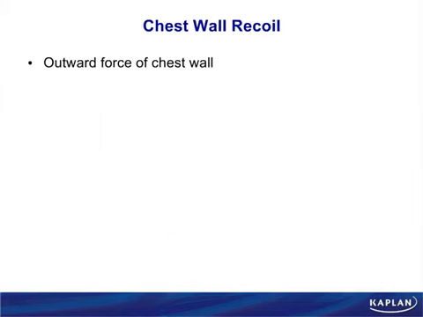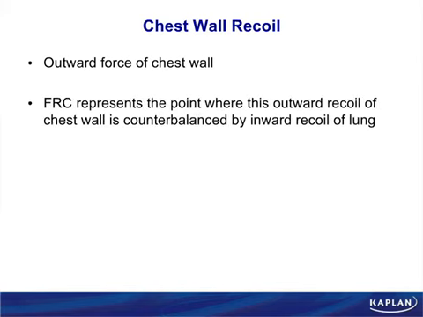The second force is the chest wall. And this one's kind of hard to visualize, but just imagine that your chest wall is constantly pulling out. All right? It is springing out. There is a chest wall recoil. The chest wall wants to go out. Now, it's stuck to the lungs, right, by the pleura. So the lungs are pulling in, and the chest wall is pulling out.